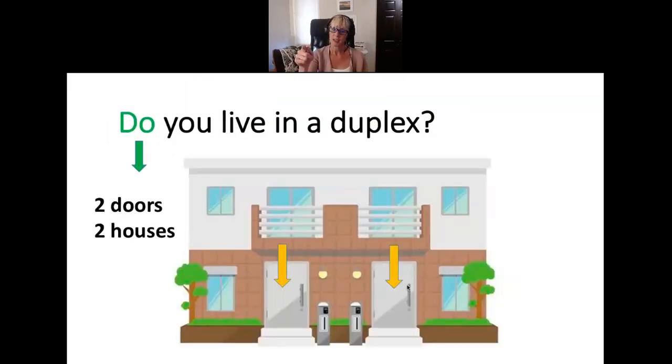Do you live in a duplex? A duplex is 2 houses together, only 2. I will see 2 doors, 1 door, 2 doors. 2 doors, 2 houses is a duplex. 3, 4, 5 houses together is a townhouse. A duplex is 2 houses together.